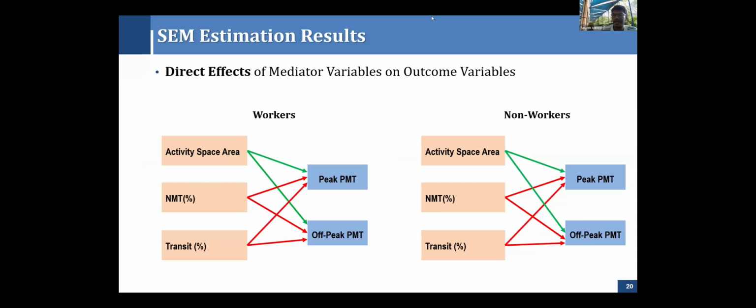We also find that a larger activity space area increases peak and off-peak PMT for both workers and non-workers. And as expected, the increased use of NMT and transit results in lower peak and off-peak PMT for both of these groups.